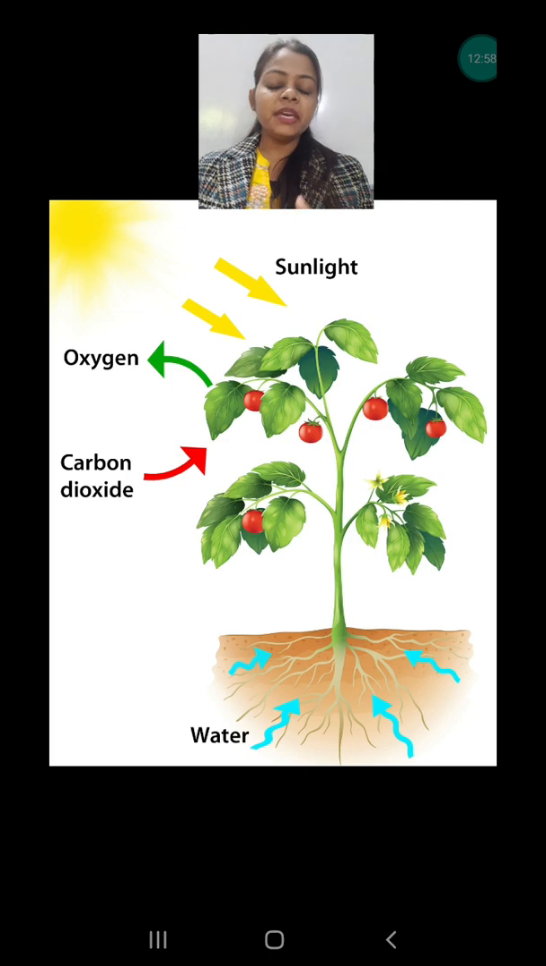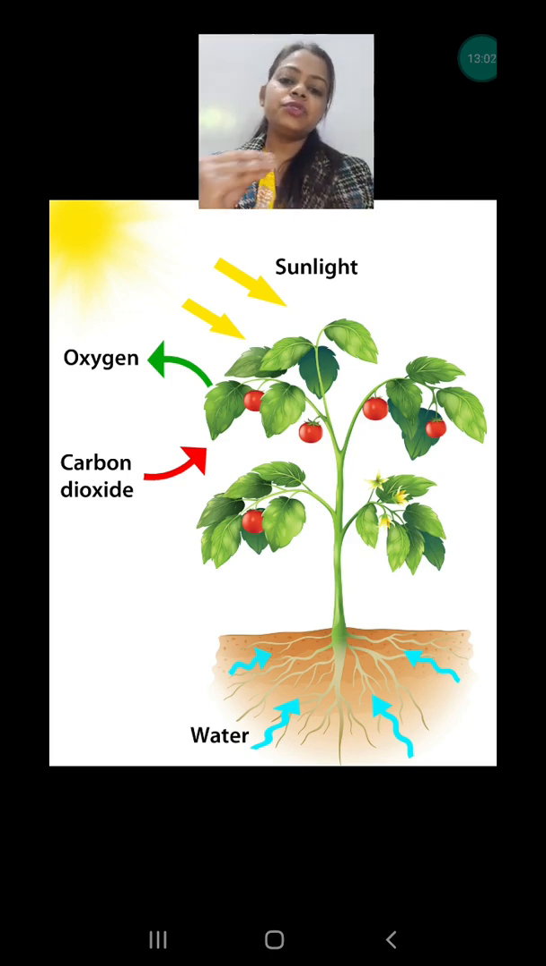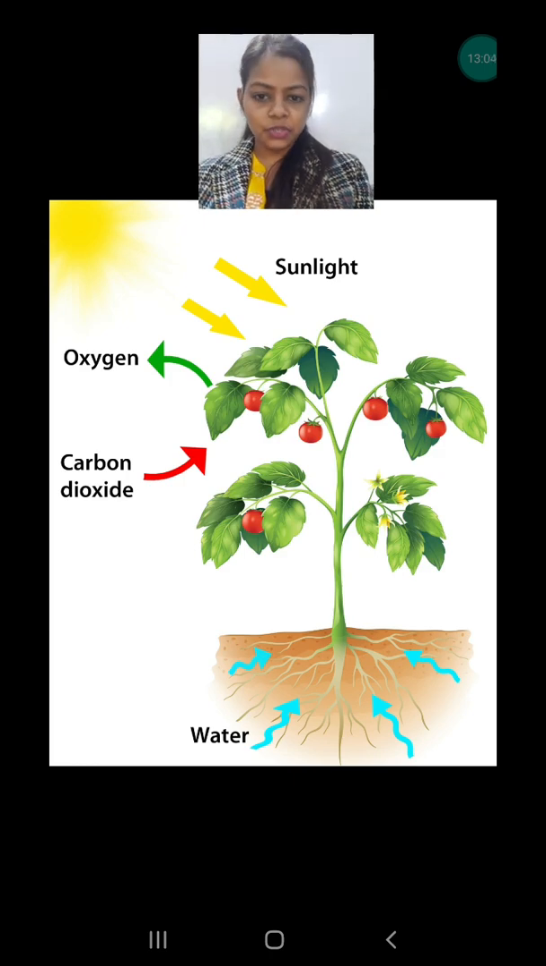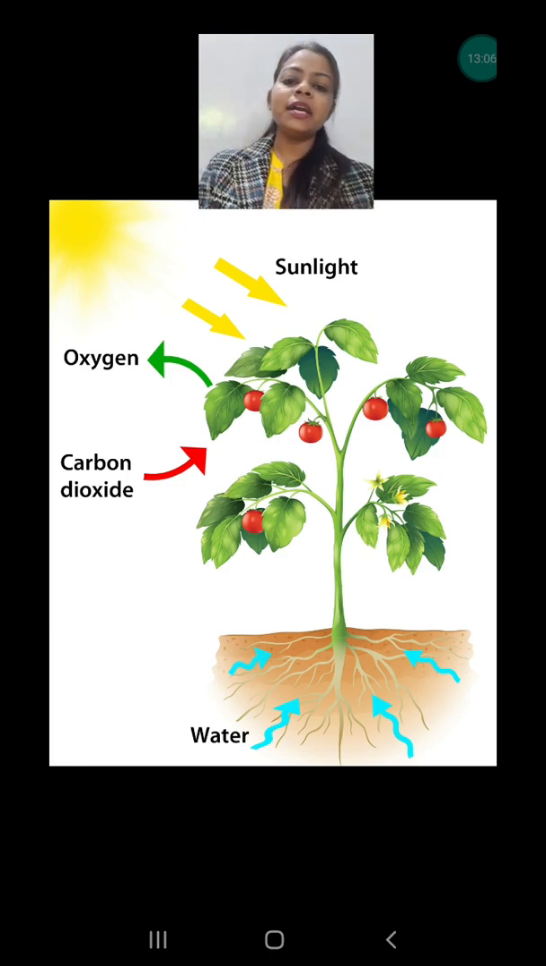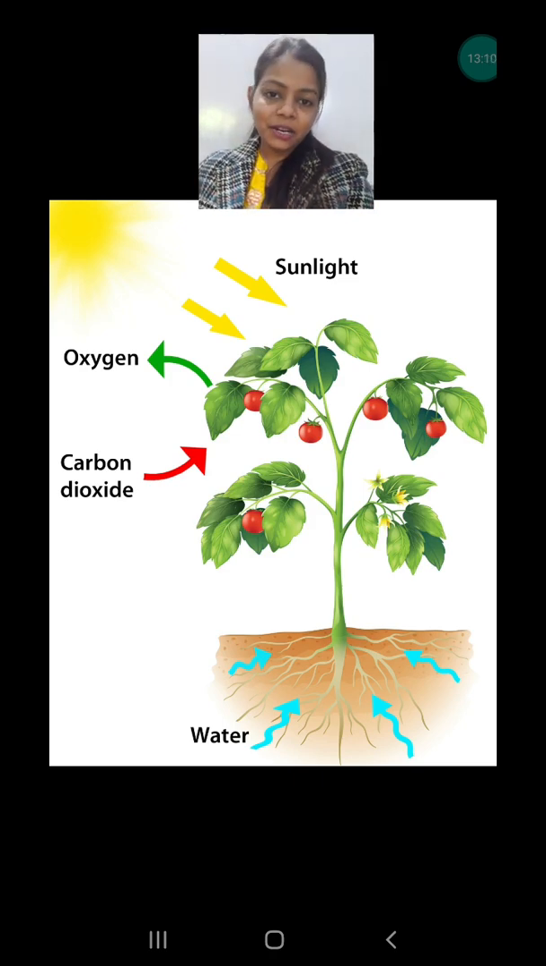When they make food by the process of photosynthesis, in exchange they give us oxygen. They take carbon dioxide and after making the food, they give oxygen. So this is how plants are important.